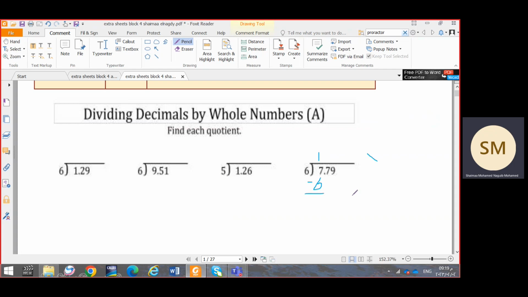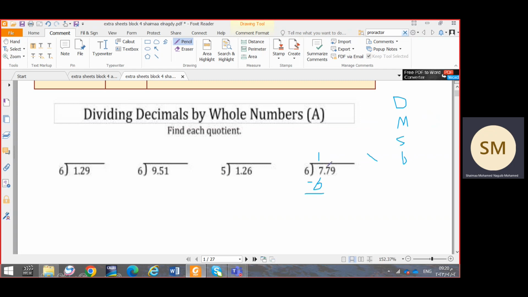I already explained the long division in the last session. You will make the steps. You will start with divide, then multiply. The third step will be subtraction, then bring down.